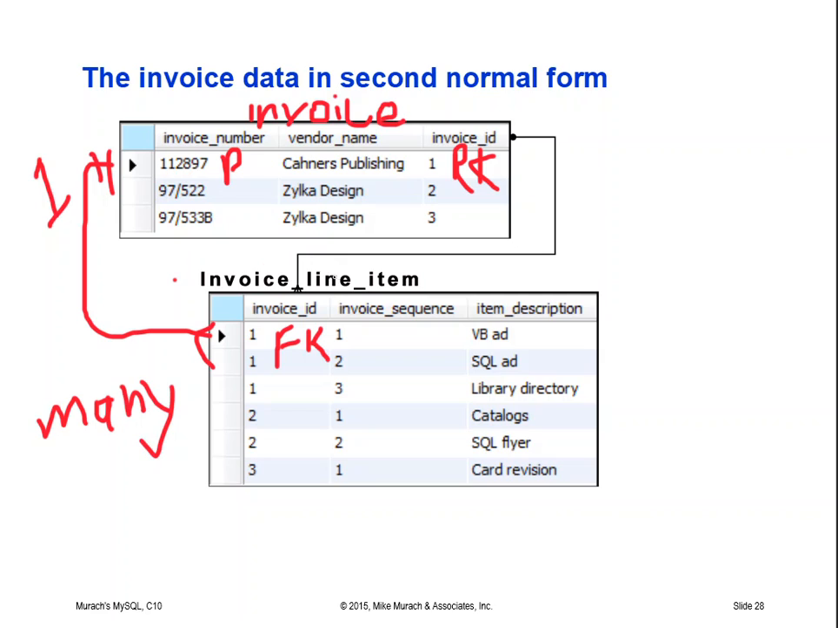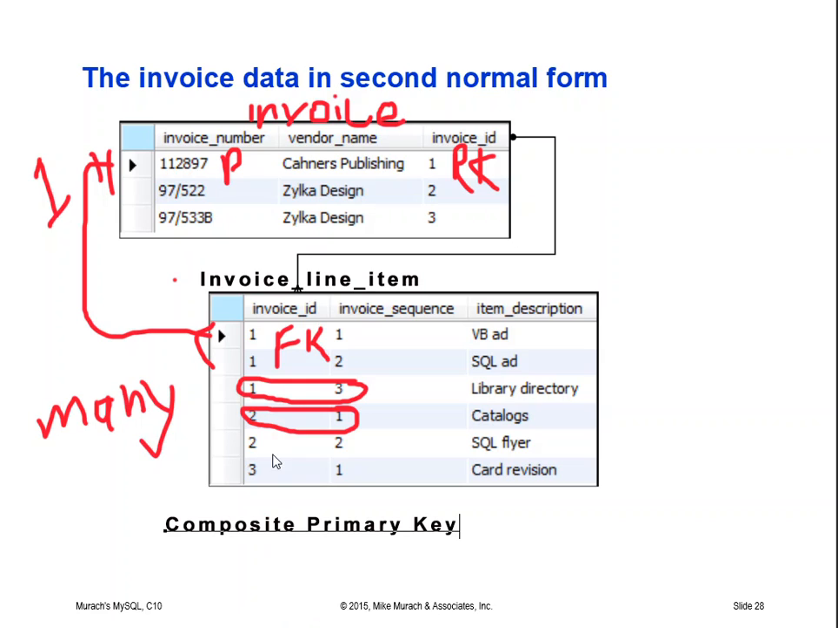So then we have to look at invoice line item and say, what's the primary key here? Well, it can't be invoice ID because that's repeated. It can't be invoice sequence because that's repeated. It's actually the intersection, the combination of invoice ID and invoice sequence. So for example, the combination of 1 and 3 make this row unique. The same thing with these other columns. And this is what's called a composite primary key. So the combination of invoice ID and invoice sequence creates what's called a composite primary key. So in our next video, we'll talk about how to get to third normal form.